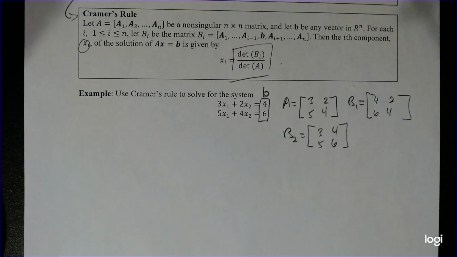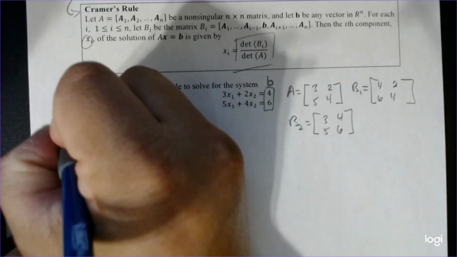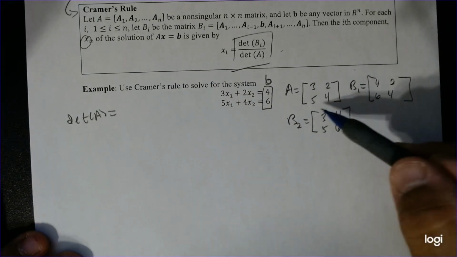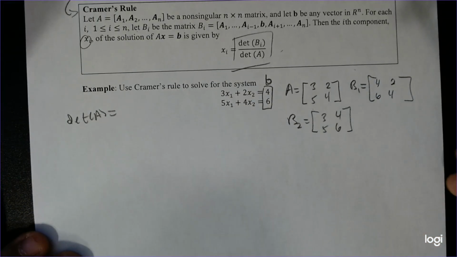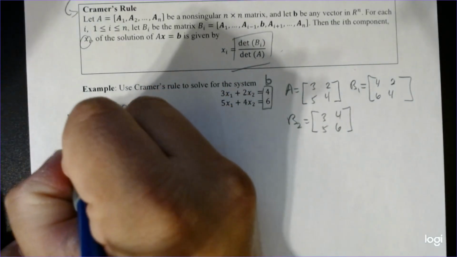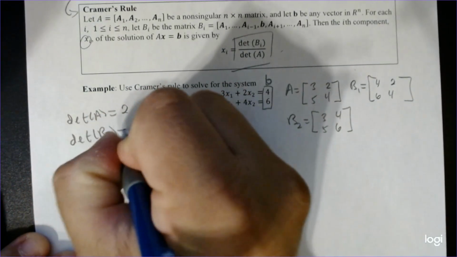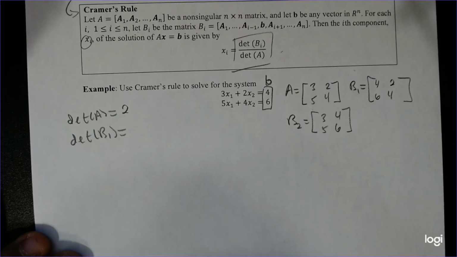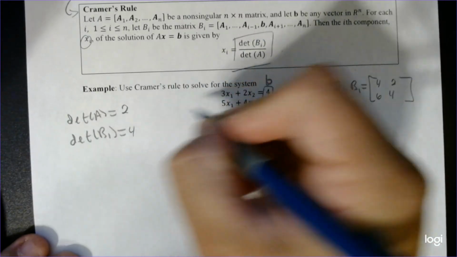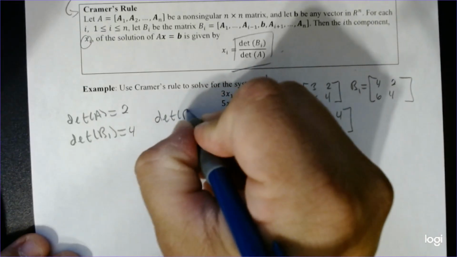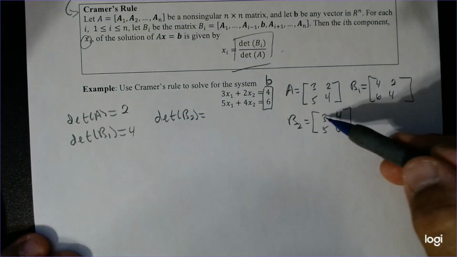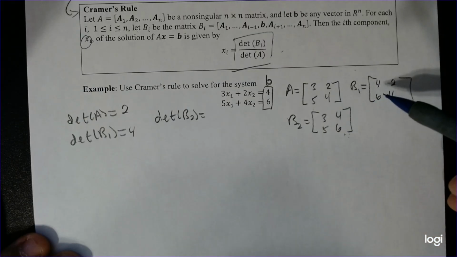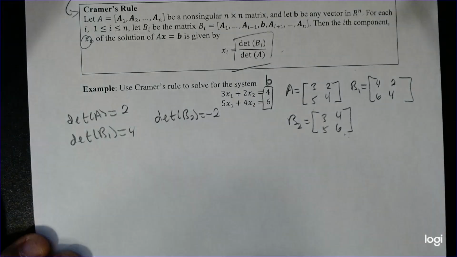And now we just find the determinant of each individual case. So the determinant of A, again, it's just a 2 by 2 matrix, right? This times this minus that times that. So it gives you 12 minus 10 gives you 2. And we find the determinant of the other B matrices as well. So this one, that times that minus that times that. So 16 minus 12 gives you 4. And then finally, the determinant of B2. So that times that minus that. So 18 minus 20, so it gives you negative 2.